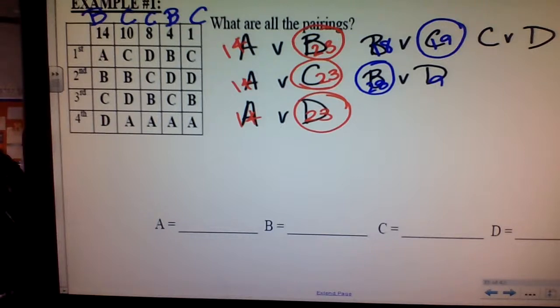And C versus D. You said C. Good. I had 25 to 12. C won all of them. Condorcet. Okay. Good. You said C won all of them. C has 3 points. They're the Condorcet candidate.